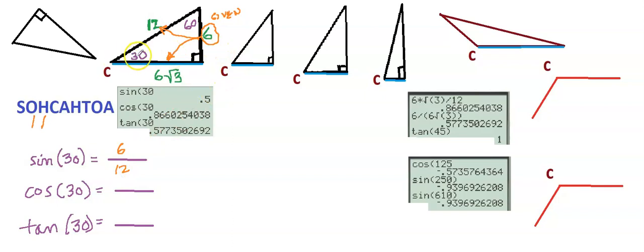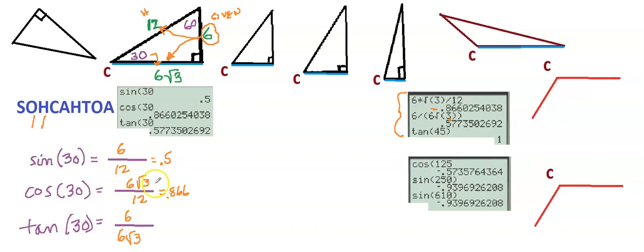So remember, we looked at the angle, marked the opposite, and we always knew the hypotenuse was the biggest side. The cosine would be the adjacent over the hypotenuse. So in that case, it would be 6 radical 3 divided by 12. And finally, the tangent of 30 degrees would be the opposite over the adjacent, which is 6 divided by 6 radical 3. If we do the arithmetic for that, obviously 6 divided by 12 is going to be 1/2.